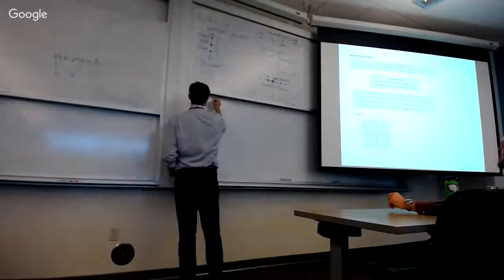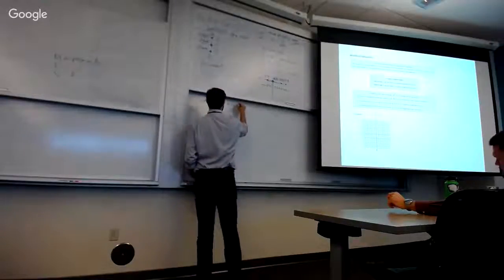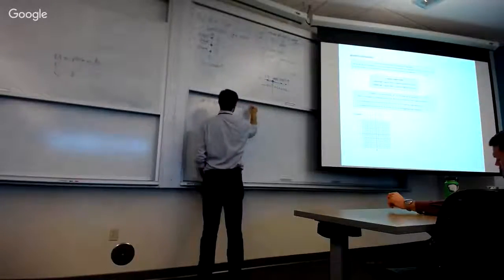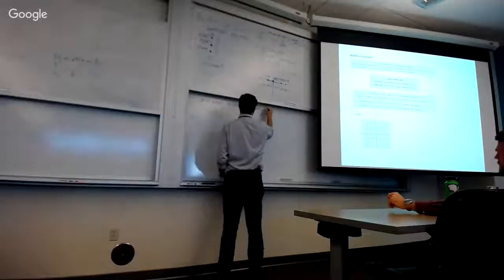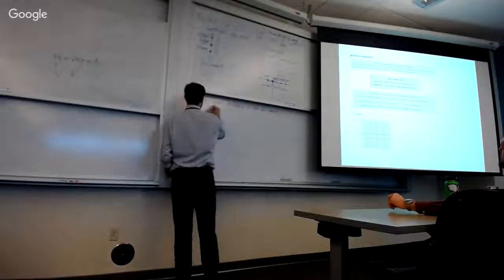A graph is simply a set of coordinates that make an equation true.